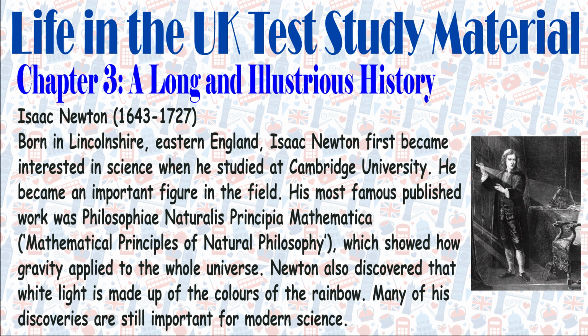Born in Lincolnshire, eastern England, Isaac Newton first became interested in science when he studied at Cambridge University. He became an important figure in the field. His most famous published work was Philosophiae Naturalis Principia Mathematica, Mathematical Principles of Natural Philosophy, which showed how gravity applied to the whole universe. Newton also discovered that white light is made up of the colors of the rainbow. Many of his discoveries are still important for modern science.